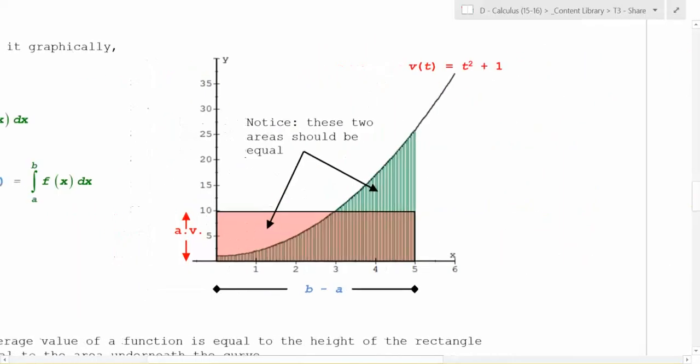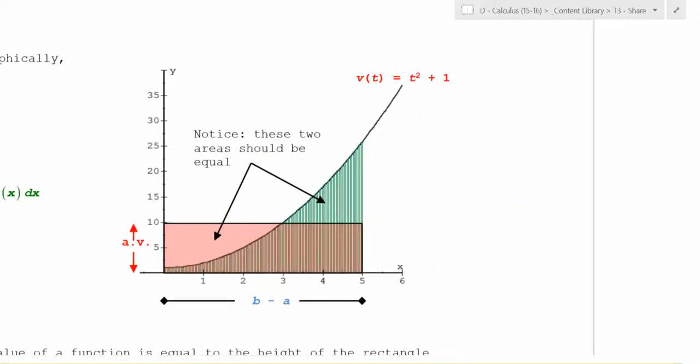So let's go back to this picture here. This velocity function is the one we just used. It was t squared plus 1. What did I say average velocity was going to be? It was going to be the displacement divided by the total time. The displacement is adding up all of this area and dividing it by time. Do you see this shape right here? What does this rectangle represent in relation to something else on the board?